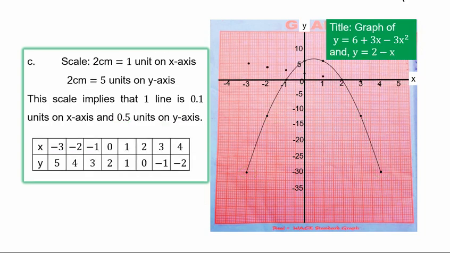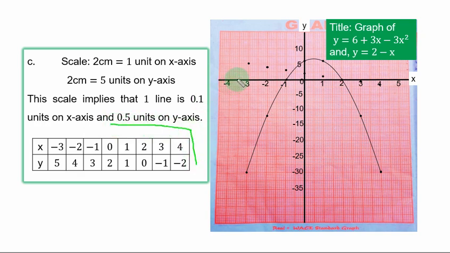You can see that all the points have been joined together for the quadratic curve. Next thing is to plot the linear equation. You have the table of values as this.